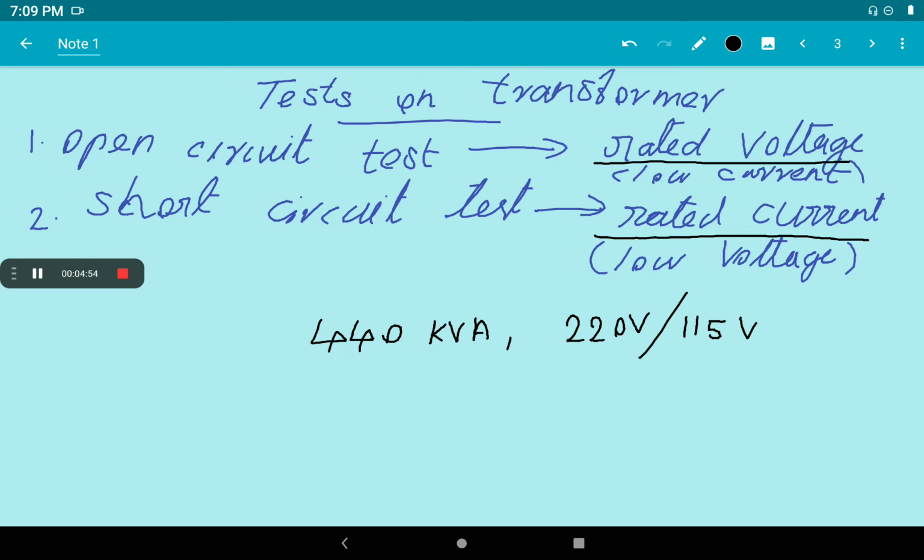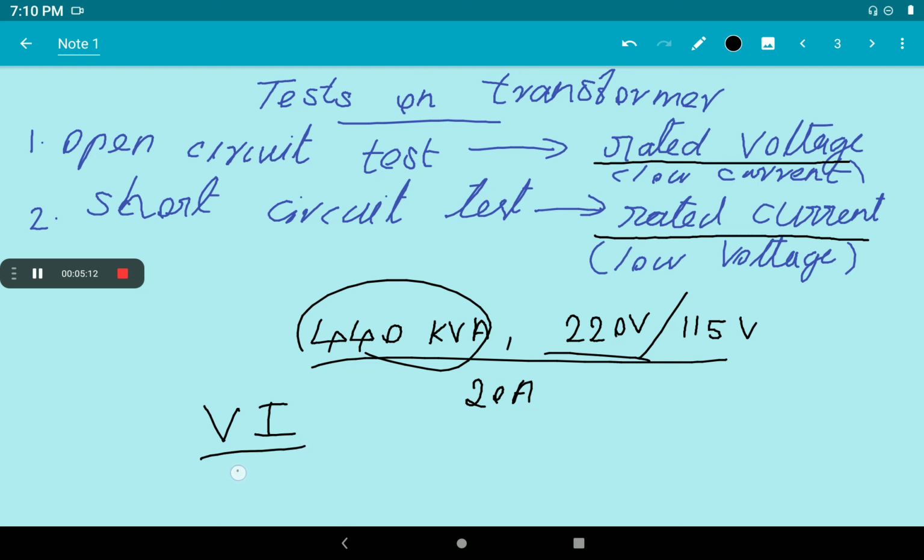We selected a transformer with this specification. If the rated current is specified by the manufacturer itself, say 20 ampere, or we can find it from kVA divided by the voltage, VI divided by V, we will get the rated current. If it is 20 ampere, that is the rated current of that transformer. That means at full load condition, the transformer can withstand a maximum current of 20 ampere. That is the rated current of that machine.